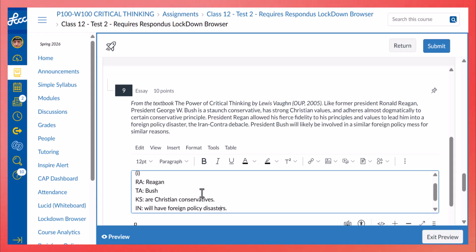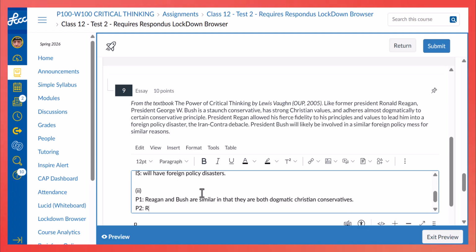Oh, and this should be inferred similarity. So, P1 asserts that the two things are similar. Reagan and Bush are similar in that they are both, and they emphasize here the dogmatism, dogmatic Christian conservatives.